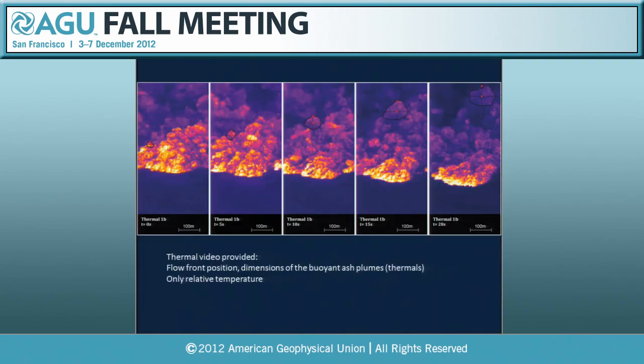From the thermal video, it makes it a lot easier to pick out that flow front position, and we can also start to track the buoyant ash plume. So you can see some of these circles outlining the same thermal plume here that's been tracked through time. Unfortunately, we can only get relative temperatures from this video. Some of the raw thermal images weren't recorded, and we really need that for calibration to get absolute temperatures. But the relative temperatures themselves can give us some information as well.